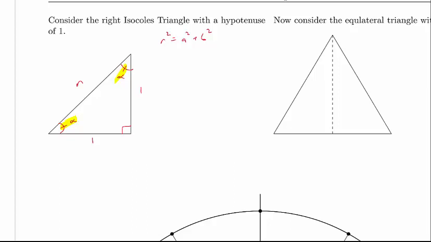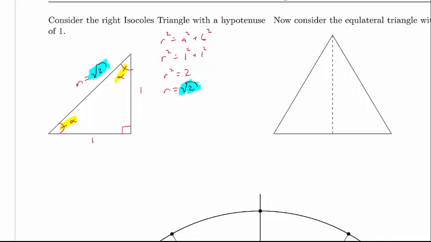All right. And so what is A and what is B? Why, they are both 1. So we're going to plug that in. We've got R squared equals 1 squared plus 1 squared, which of course is going to be 2. And so what is R? R equals the square root of 2. So there it is. We've got that length.